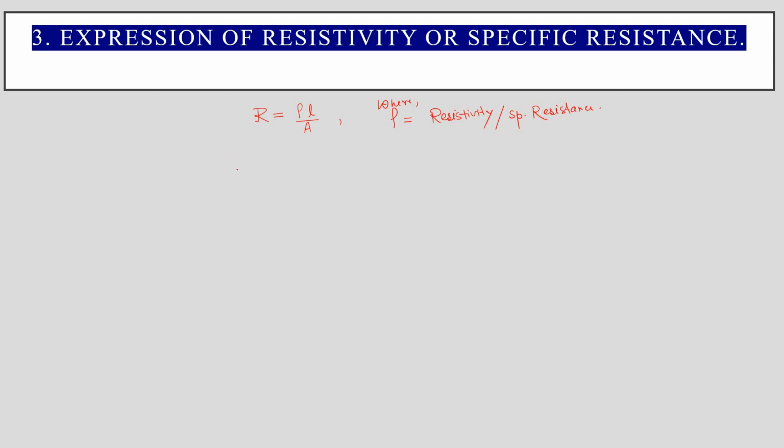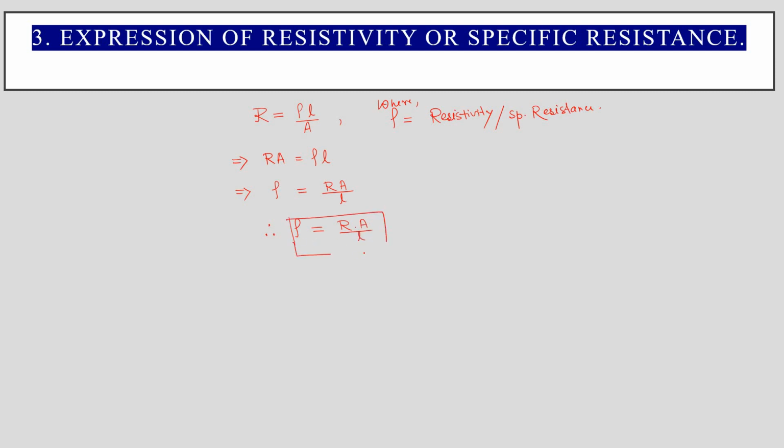So after cross multiplication of the above expression, we can write in this manner. Now we are interested to find out the value of rho, so we are writing rho equal to R A divided by L. So this is the expression of resistivity, R A by L.